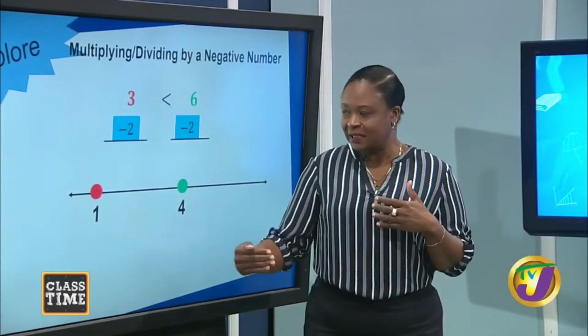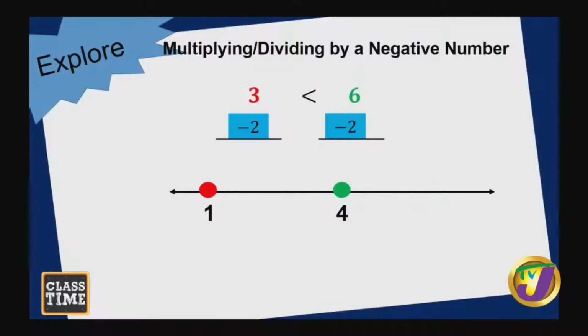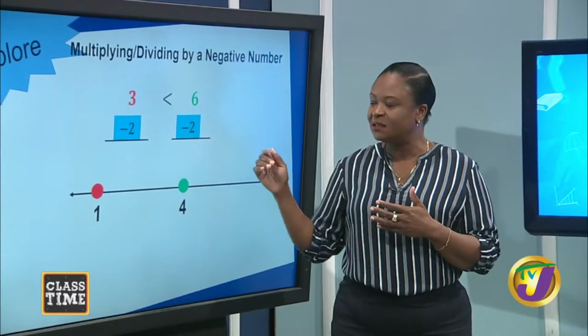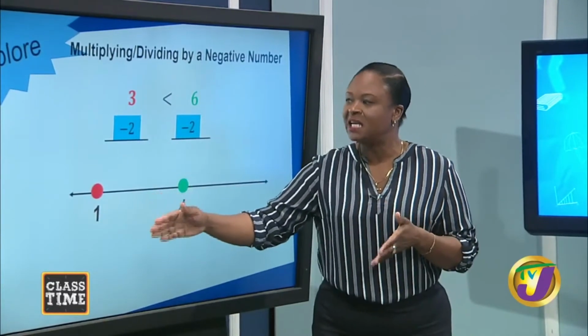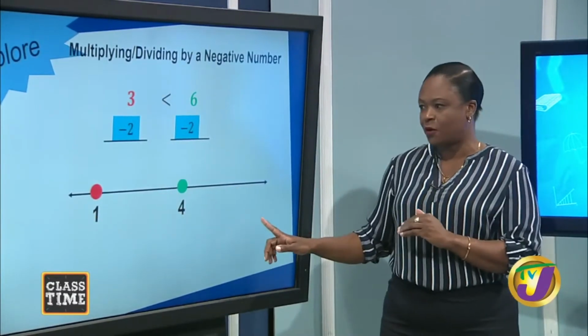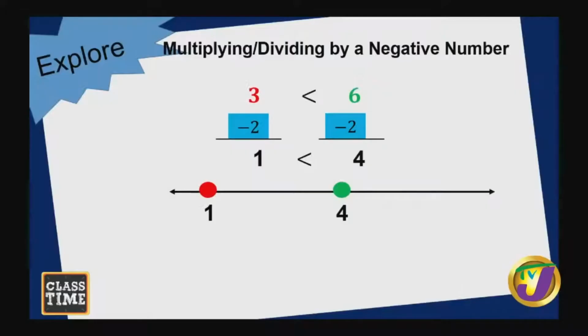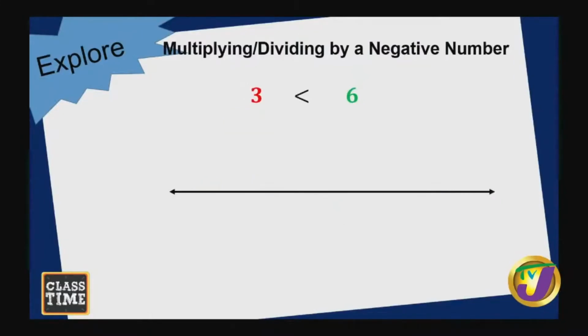Now, when we look at the representation, we see that the 1 is still to the left of the 4, which is represented here by green. The inequality remains true because when 2 is subtracted from both sides, 1 still is less than 4. It remains true. Now, we want us to have that proof right there, because we're moving a little further.